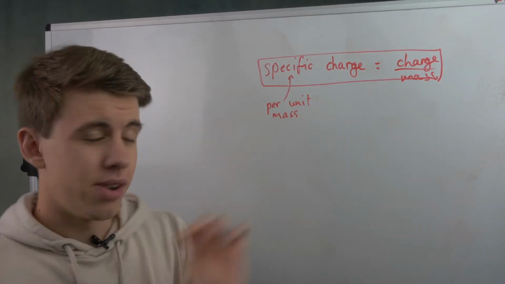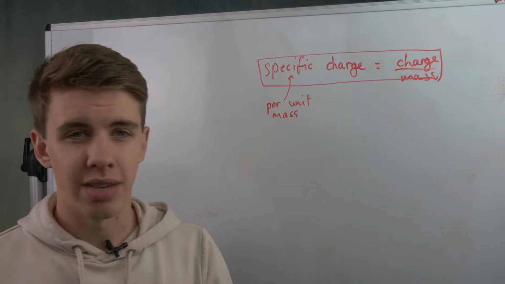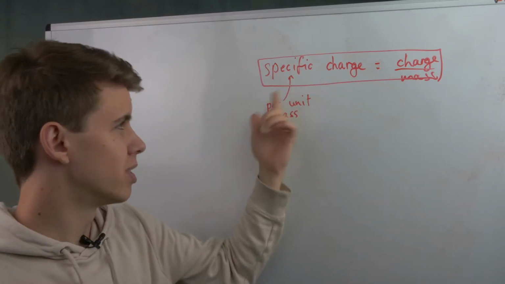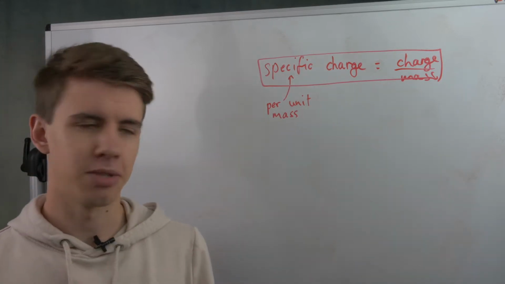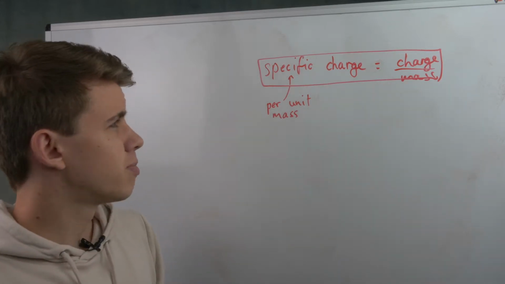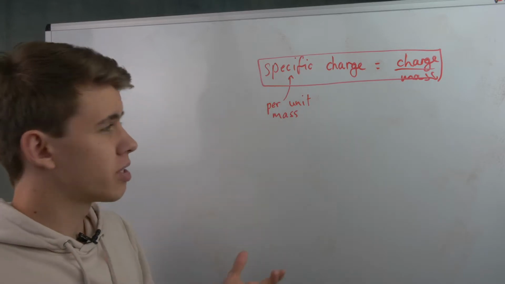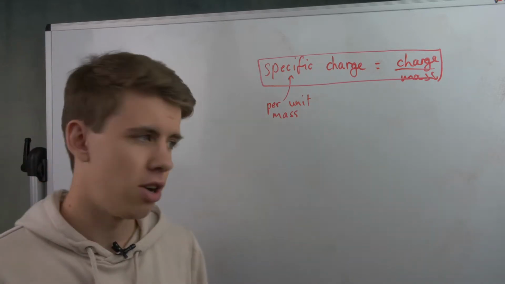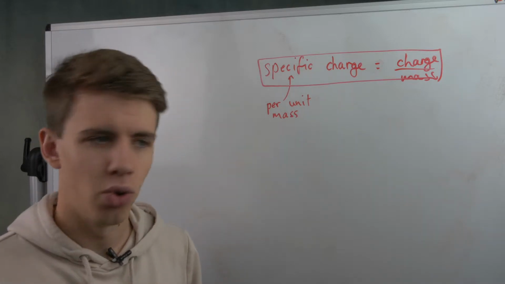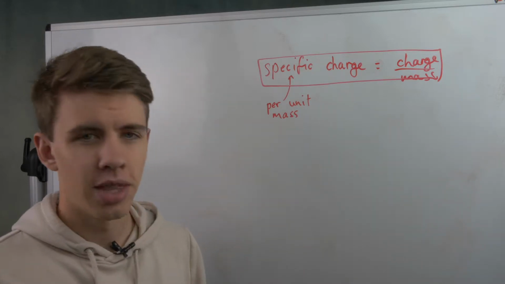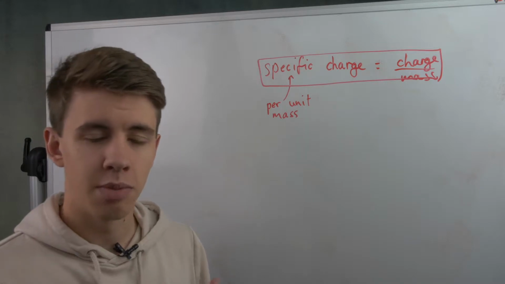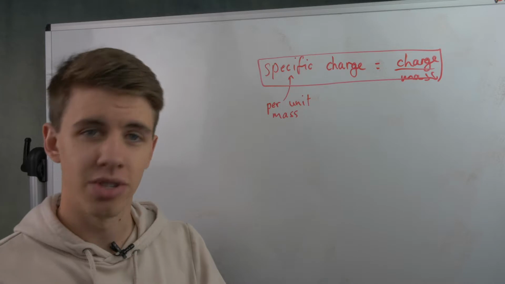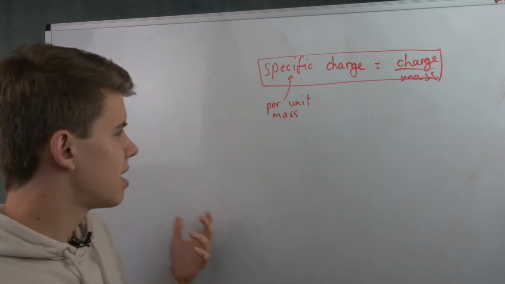This is one of the very few equations that you aren't actually given on your formula sheet. So you do have to remember this, but luckily it's quite straightforward as long as you know that specific means per unit mass. So then specific charge, they'll ask you questions such as calculate the specific charge of this ion or this nucleus or stuff like that. They won't really ask you to calculate the specific charge of a proton or a neutron because these are values that are given in your data sheet. But let's take an example.